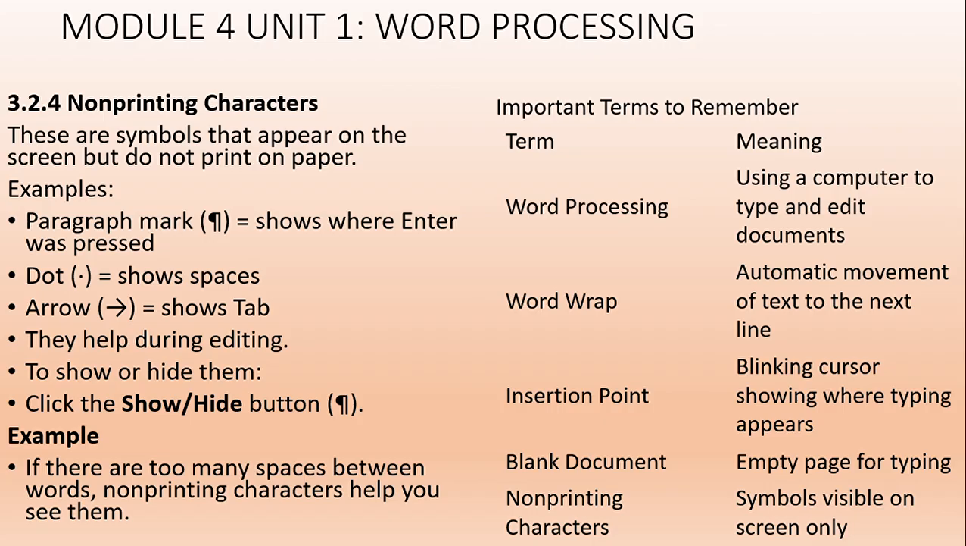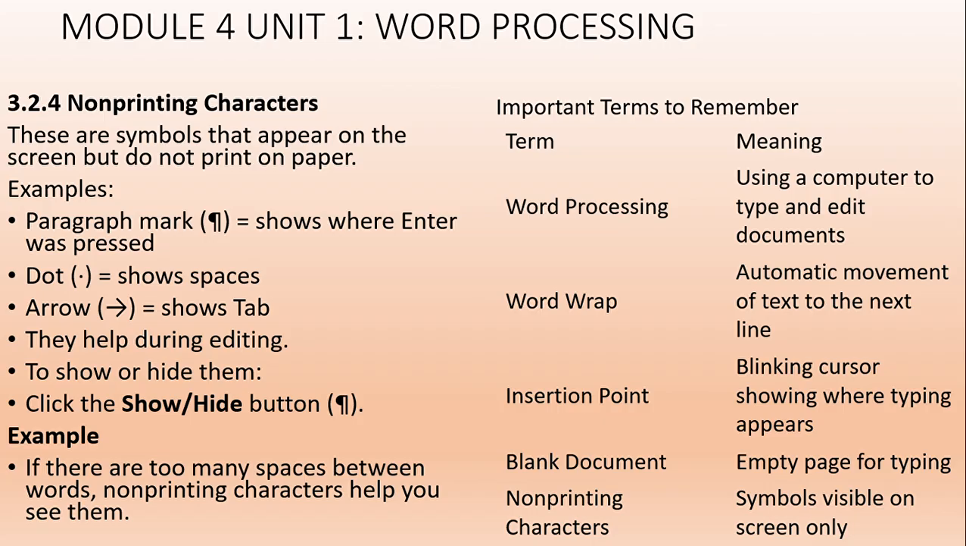In the practical example I did, while I was typing that word processing is the process of using software or computer program like Microsoft Word, you will notice that while I was typing, automatically there's a movement of text to the next line, even without me pressing enter. So it is called word wrap. The next one is insertion point. This insertion point is the blinking cursor showing where typing appears. That black line that I said is at the front of S, then is blinking.